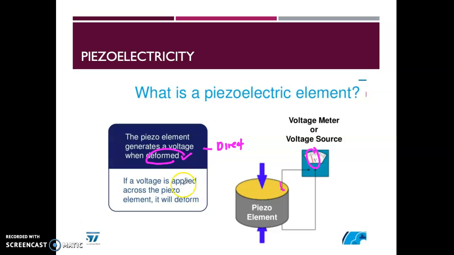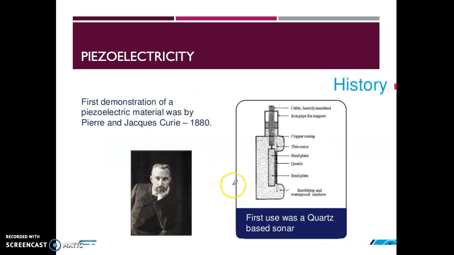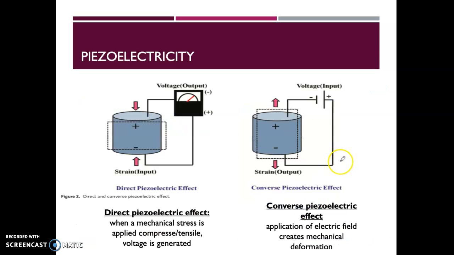The second effect is when you apply the voltage, either positive or negative. Your piezo will be deformed, or bent, or will change its physical structure. This is what we call the reverse effect. The history of piezoelectricity comes from this man, Pierre and Jacques Curie. They discovered this piezo material, using quartz-based sonar, and found out about this miracle material.